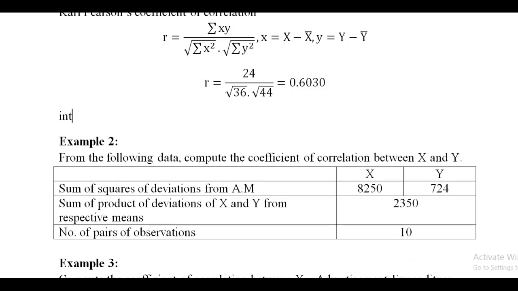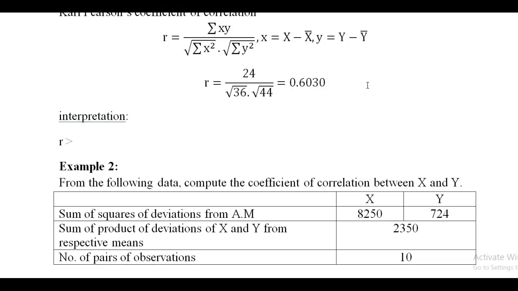Okay, we will see the interpretation part now. Yes, r is greater than 0.5. That is, it lies between 0.5 and 1. Hence, there is high positive correlation between the aptitude test score and productivity indices.